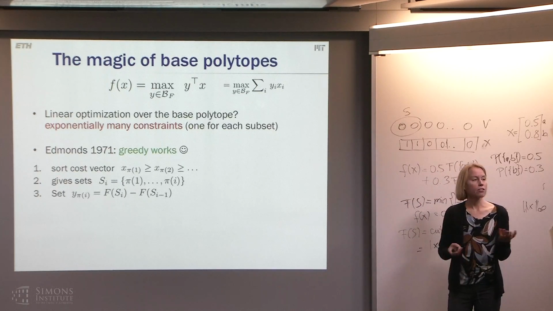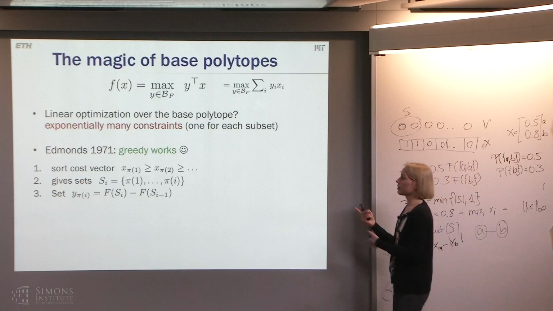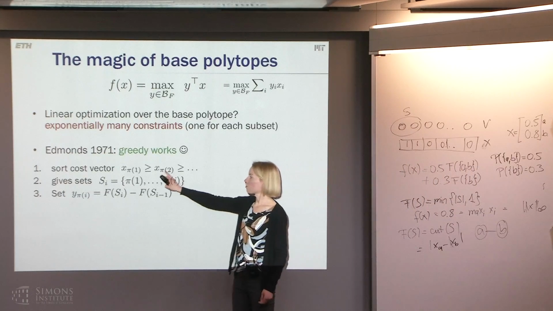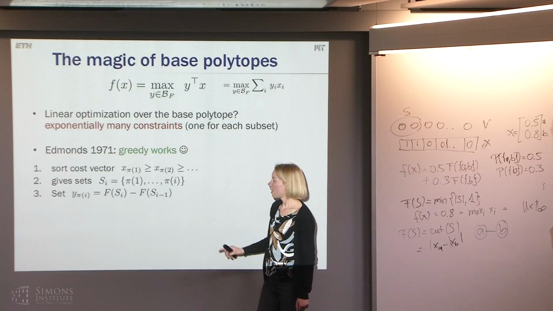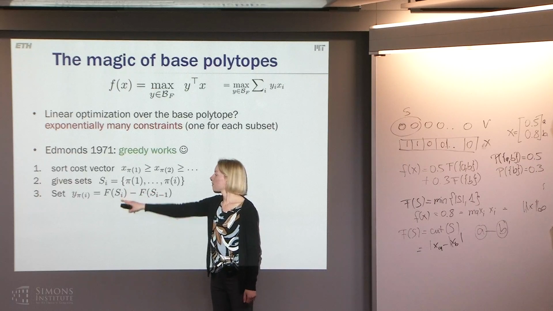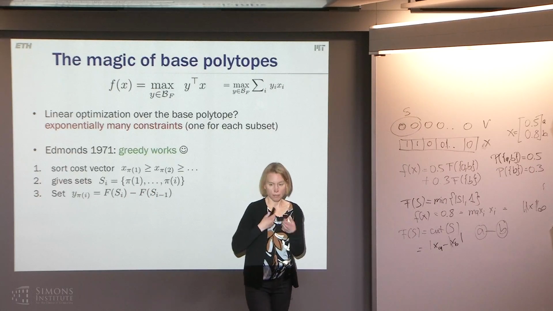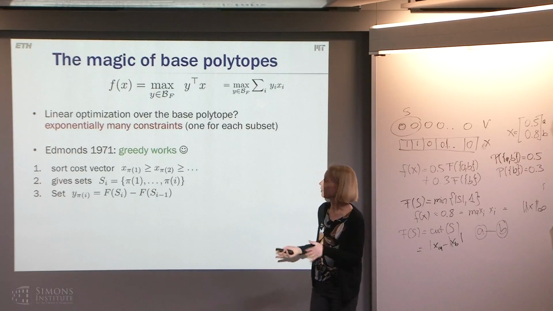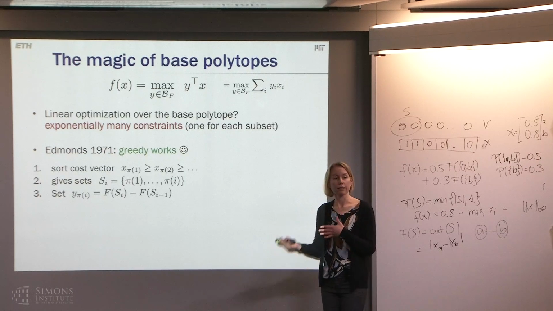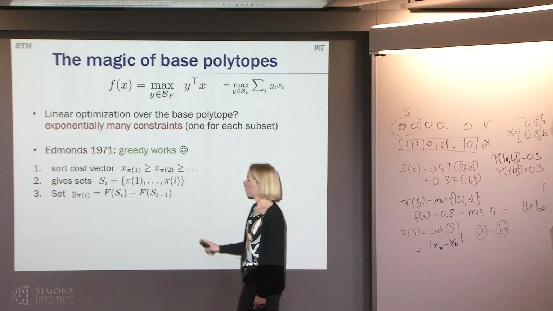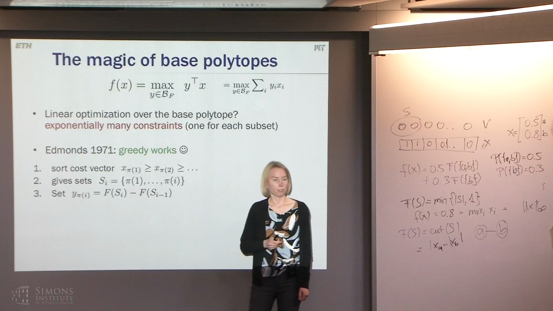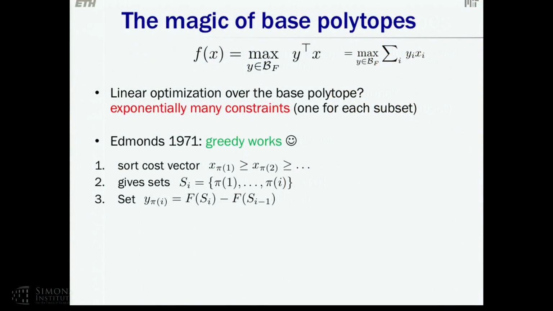And if you do this, essentially what this corresponds to is defining these sets of elements, because all of these are ground set elements, and you get your optimal solution essentially as a vector of marginal gains. So just as a vector of differences of my function. This is closed form. So essentially I can do this optimization, even though it looks complex, in n log n time.